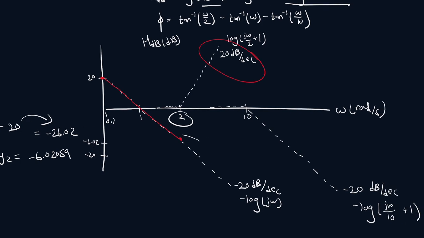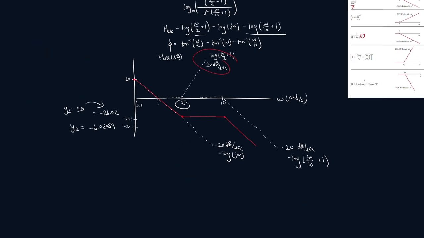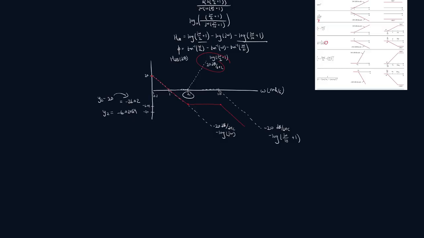So now when we continue, we have to add these two up. This one has a slope of 20, this one has a slope of minus 20, so they cancel each other out. So that means our line will start moving in this direction with no slope until we hit 10. And when we hit 10, these two are still canceled out, but now we have to take this into account. So this starts moving in this direction with a slope of minus 20. So that's our first Bode plot done. So this is in dB.